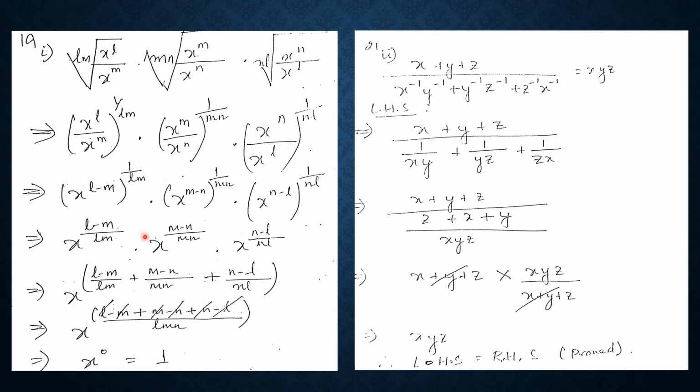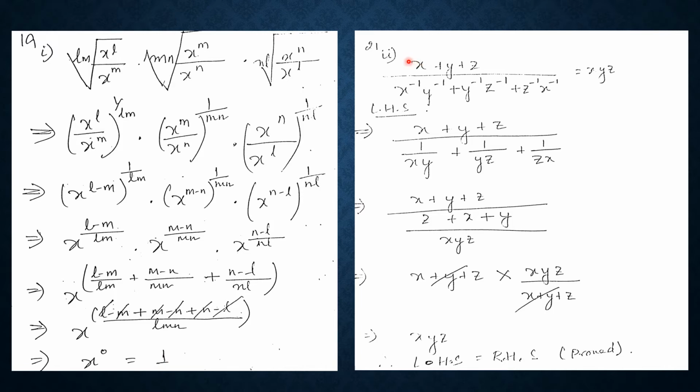So now since the bases are same, the powers will be added. On addition, we need to find the LCM of all three denominators, which we get as lmn. So when I solve this, we get l minus m plus m minus n plus n minus l. So all the positive and negative values get cancelled. We are left with x to the power 0, which we know is equal to 1.